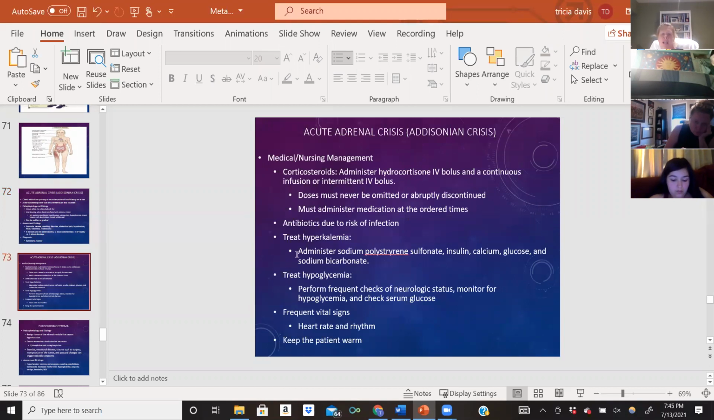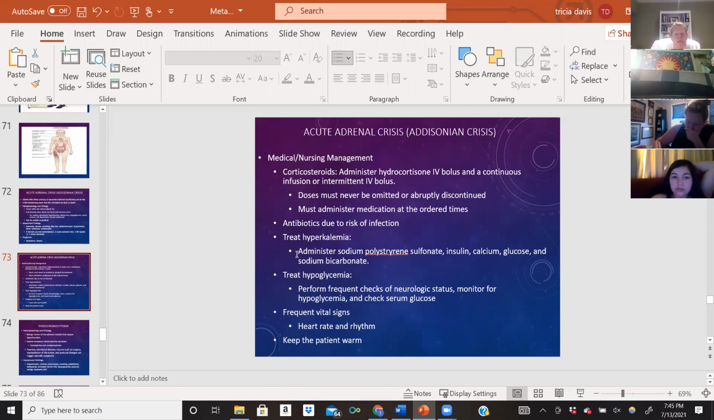All right, so medical management, obviously we're going to administer corticosteroids. We're going to administer hydrocortisone IV. It could come as a bolus, and it can also be a continuous treatment or an intermittent. So we could just give the whole bag very rapidly.